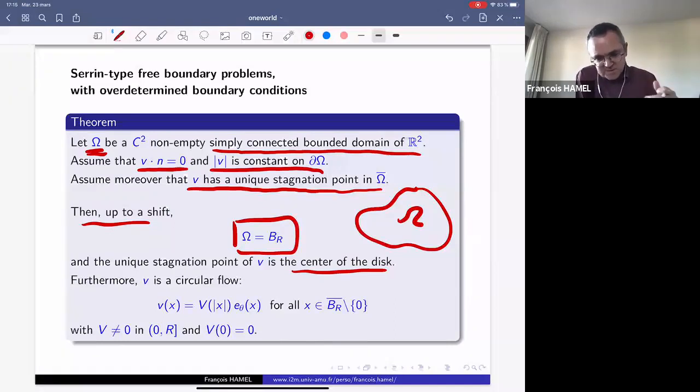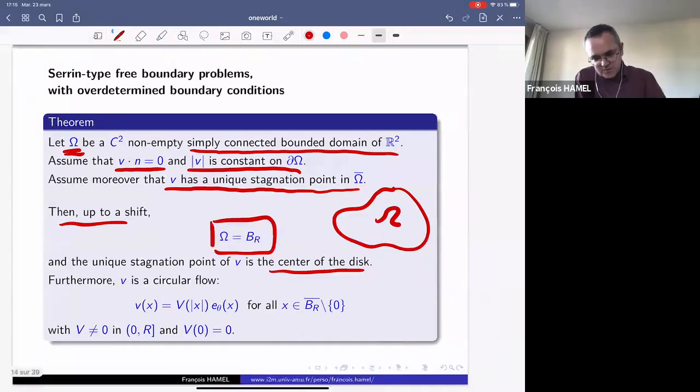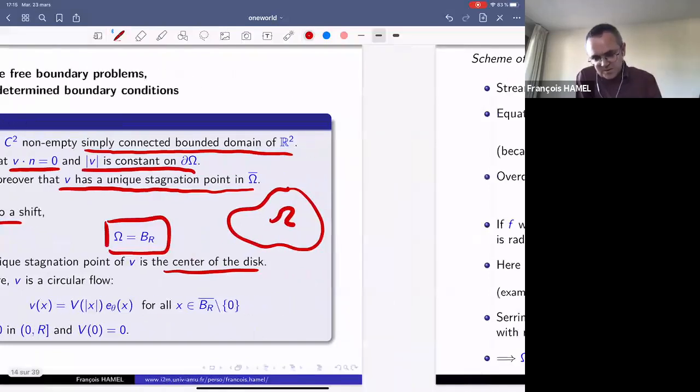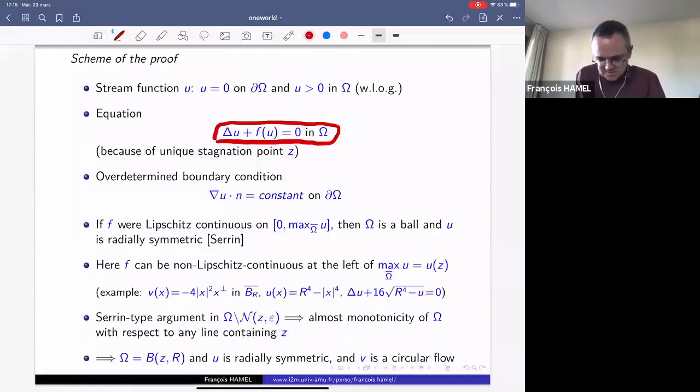And the proof uses the moving plane method, which was used by Serrin in this configuration, but we have to do that since the function f, which appears here, may not be Lipschitz continuous at the critical point of v.